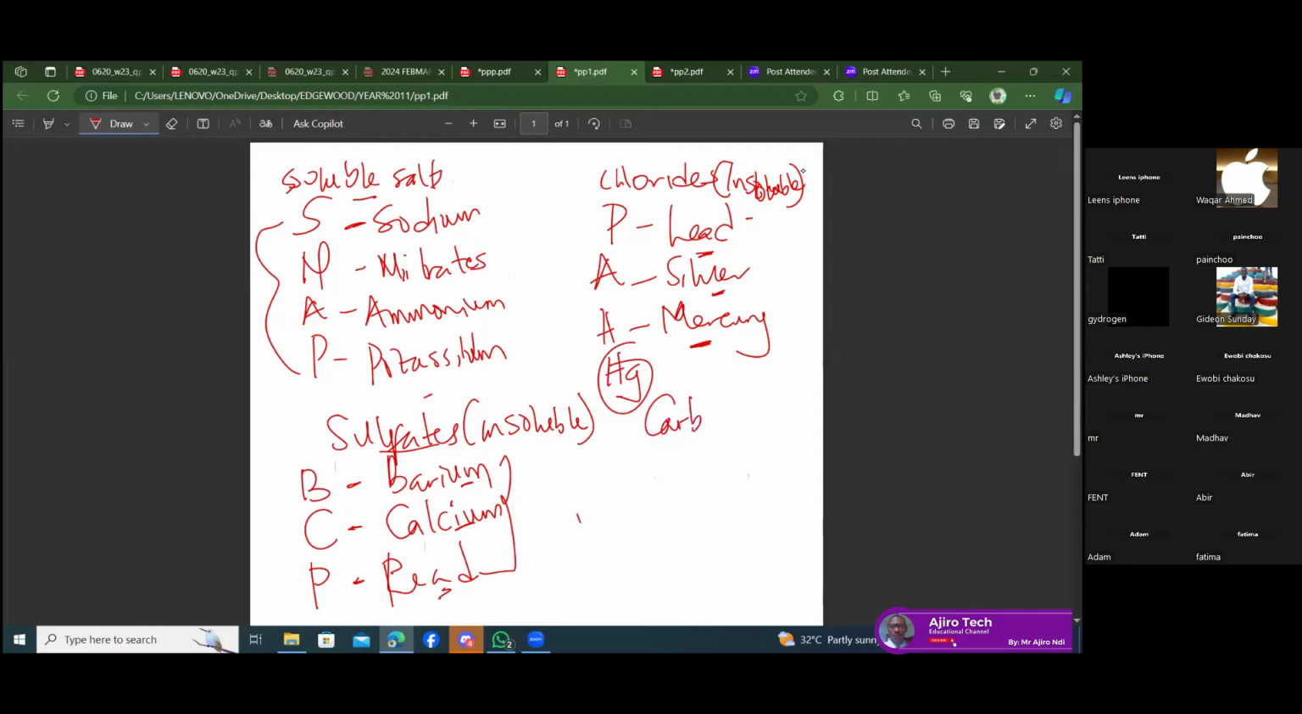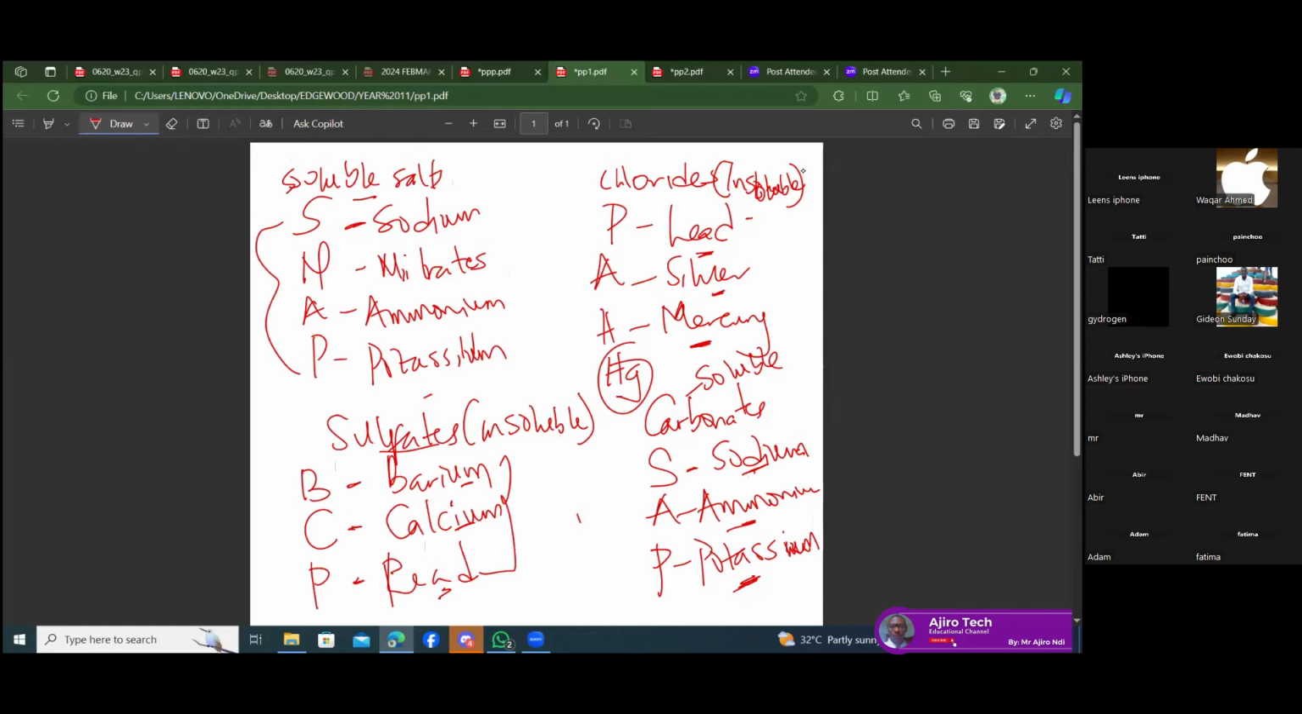Then we talk about carbonates. For the carbonates, we have SAP to remember that. Only sodium carbonates, ammonium carbonates, and potassium carbonates are soluble. Sir, what is salt? I just gave it, you can see it on the screen. S represents sodium, A represents ammonium, and P represents potassium.